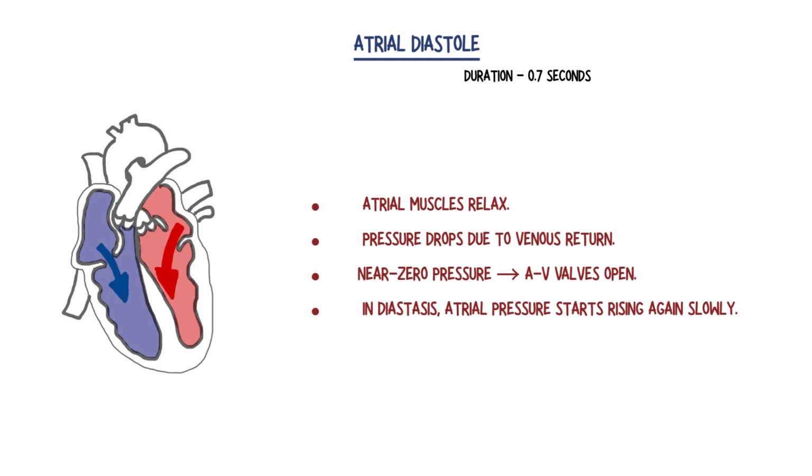Now, let's move to atrial diastole, which lasts longer at 0.7 seconds. During this time, the atria relax, and pressure slowly builds up due to continuous blood return. When pressure is low enough, the AV valves open, letting blood flow into the ventricles passively. As we near the end, pressure rises again in the atria, preparing for the next contraction.